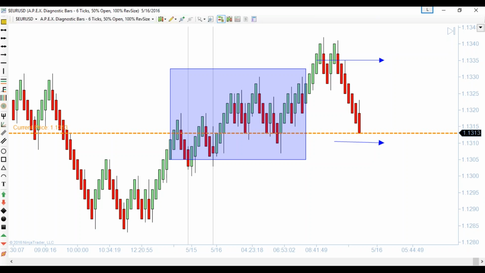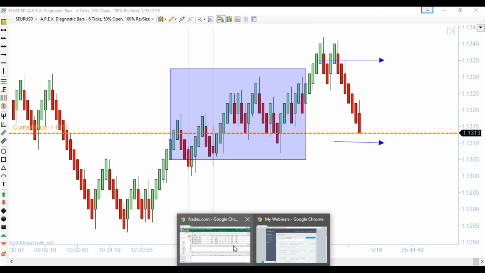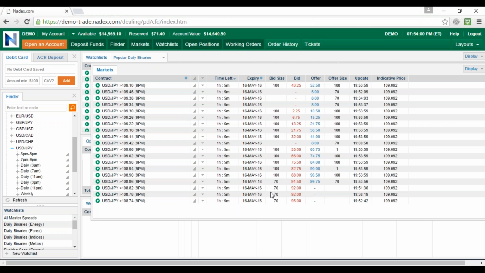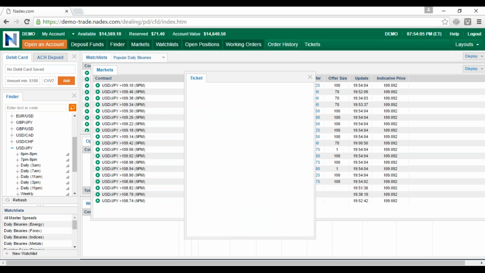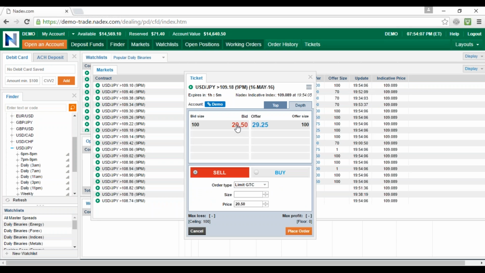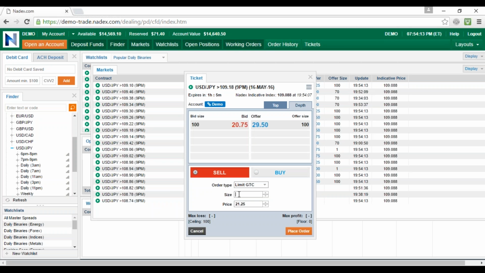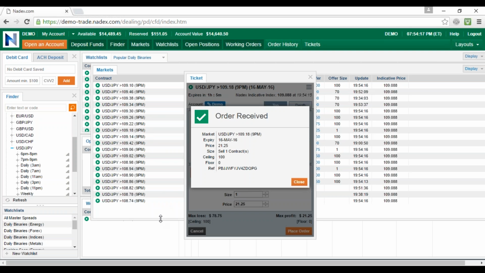So let's see here. Jared says, how do you buy it back at 5? Jared, I'm not sure what you mean. We just covered buying back. If you sold a binary, okay? So let's just say that I sold this one right here. Say I sold this binary right here. Let's say I sold that binary.